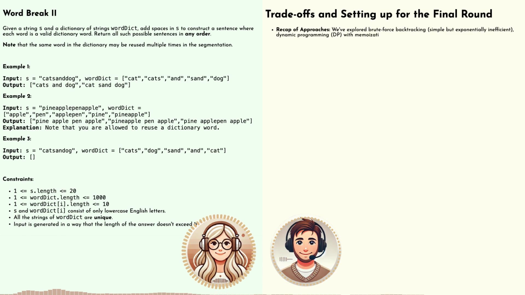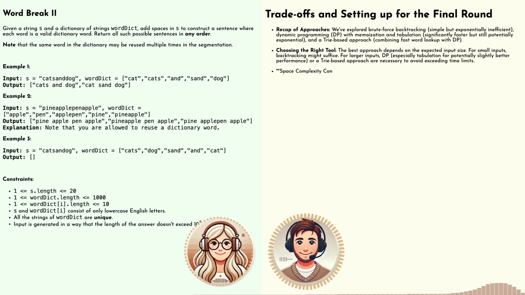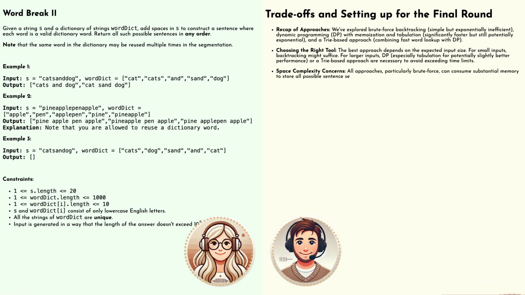And you know what? You can use that same try trick with memoization, too. Instead of searching the whole dictionary every time, you zoom in with the try. Feels like we've cracked the code here. Backtracking, memoization, tabulation, and now the try.